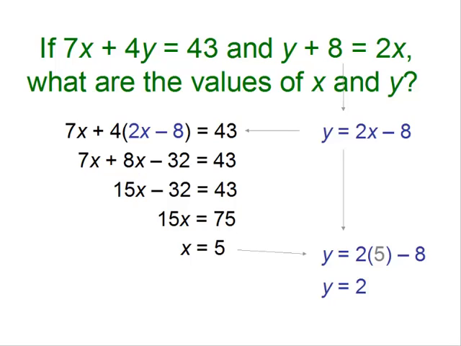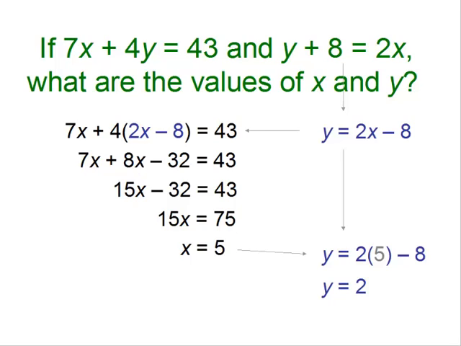So always survey your equations that are given and see if you have a variable by itself with no coefficient, or more accurately, a coefficient of 1. You can get y by itself easily because it's not times anything. So do that as your first move and then sub in and go through the motions. You get your x, plug into either of those original equations, and get your y.